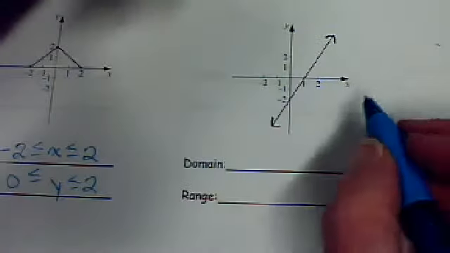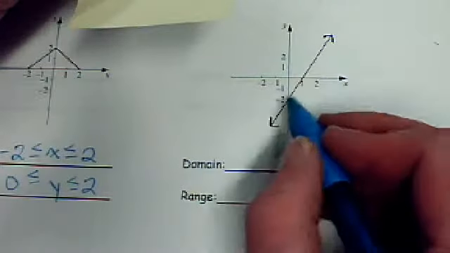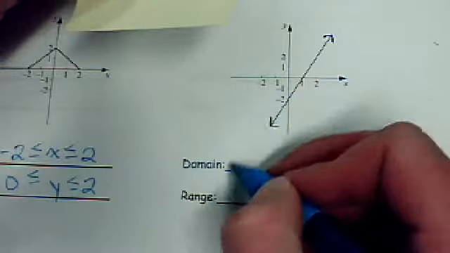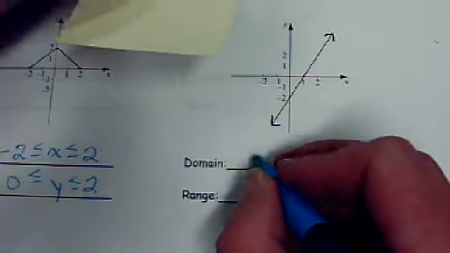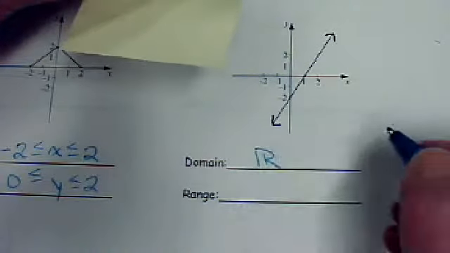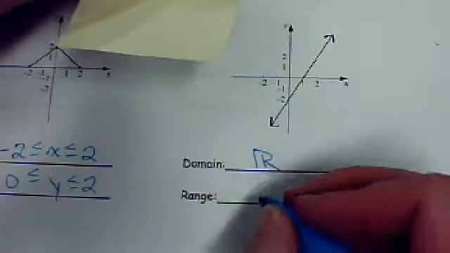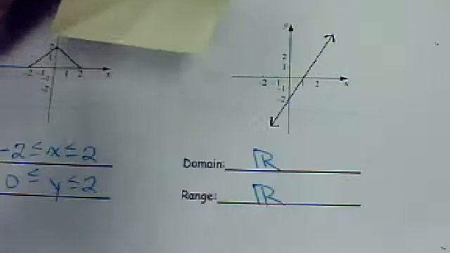On this next picture, if we're looking at the x values left and right, that arrow means we're continually going, further and further to the left, further and further to the right. There is no stopping point, so this could be all real numbers. Again, for the range, it's going up and down and never stopping. The range would be all real numbers.